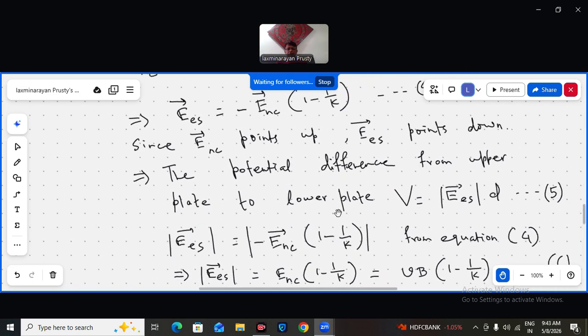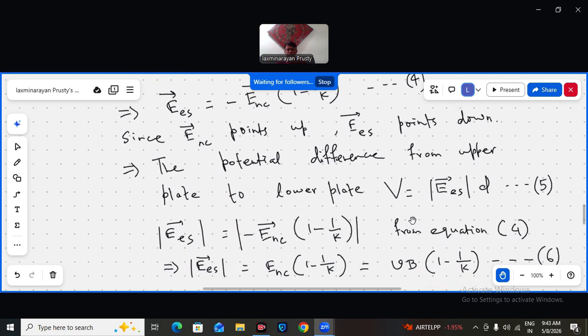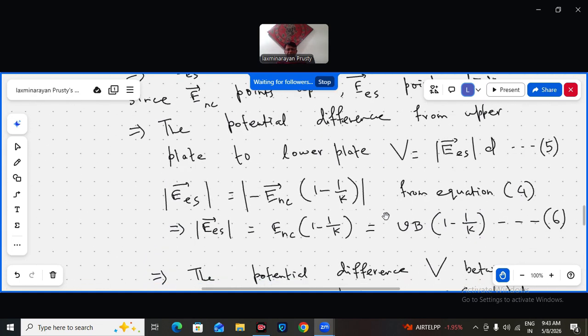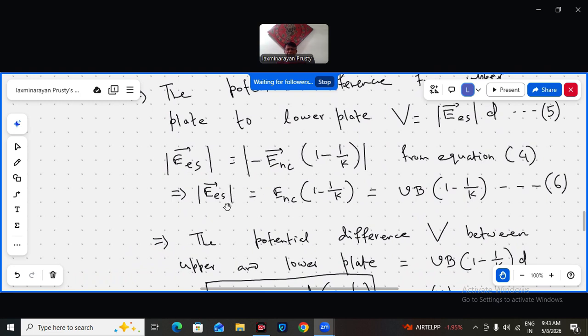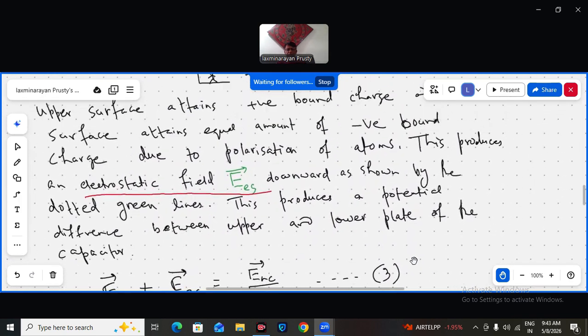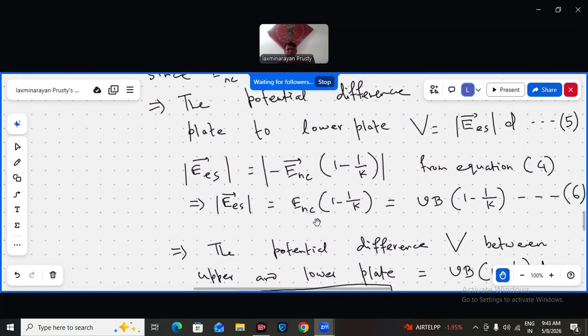So the potential difference from the upper plate to the lower plate, how much then? ES into D, the ES magnitude into D. ES magnitude is ENC times (1 minus 1 by K) in magnitude, so remove the minus. How much is ENC? ENC is V cross B, that is VB. In magnitude it will be VB into (1 minus 1 by K).